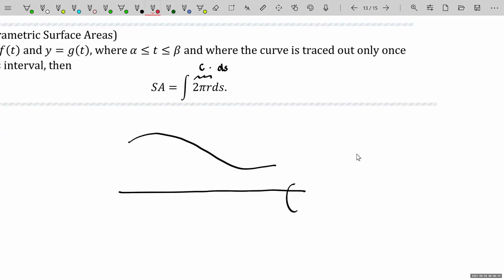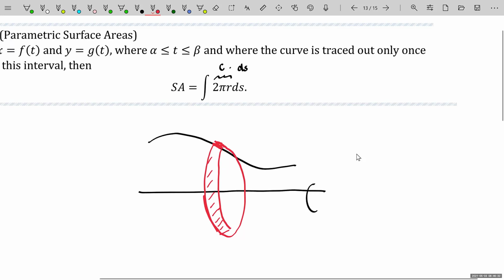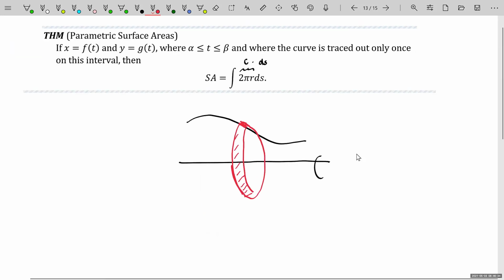Well, if I want to paint the surface here, I'm rotating that through a circumference, and it has a little thickness, a little wiggle, and that's circumference times wiggle. There's no difference here. So watch what happens.